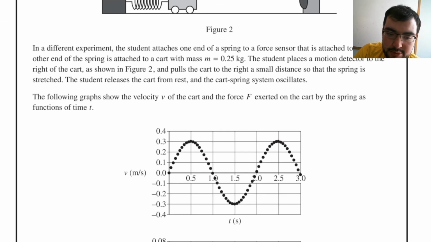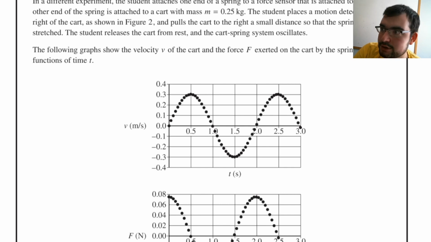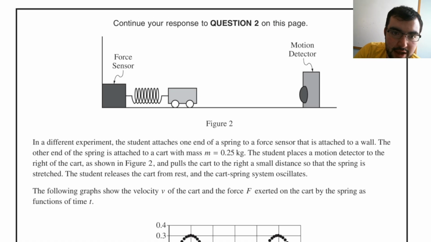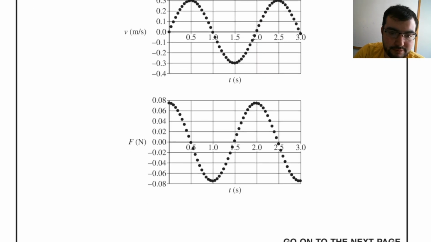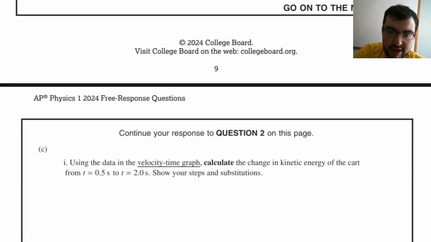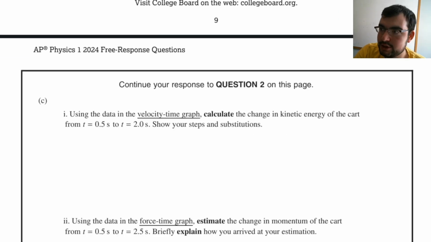And now, just because we got to complete the question, I guess, here's just some random oscillation stuff. So they got a cart attached to the spring, and then it's just oscillating back and forth. We got V of t and F of t graphs. Using the data from the velocity graph, calculate the change in kinetic energy between 0.5 and 2.